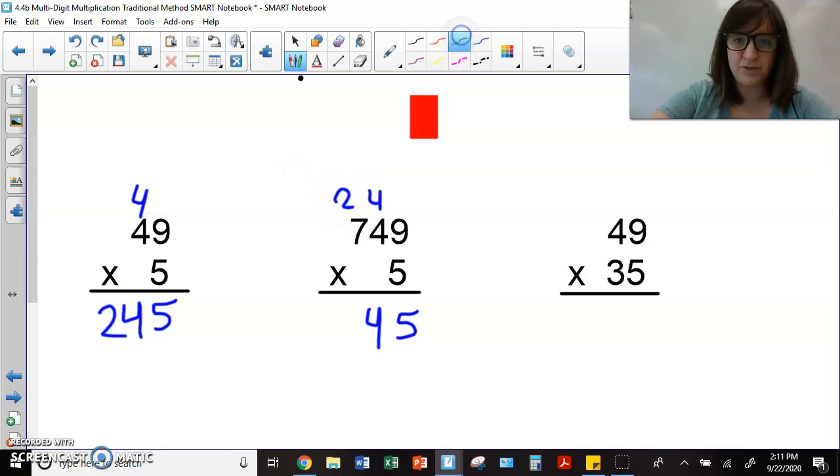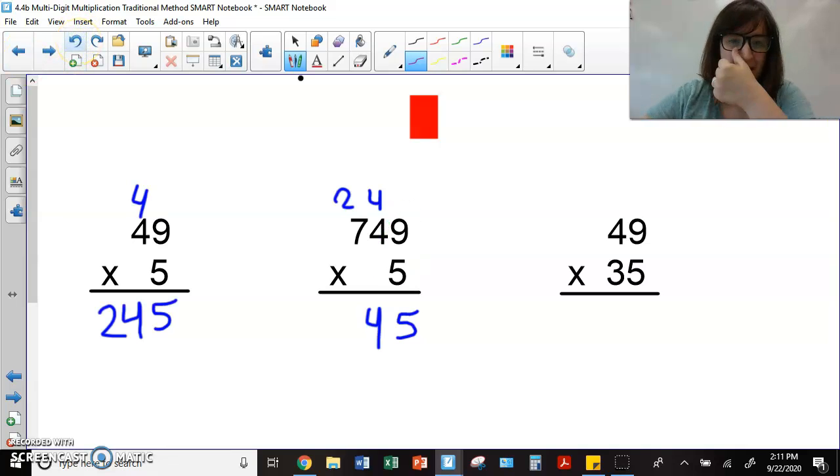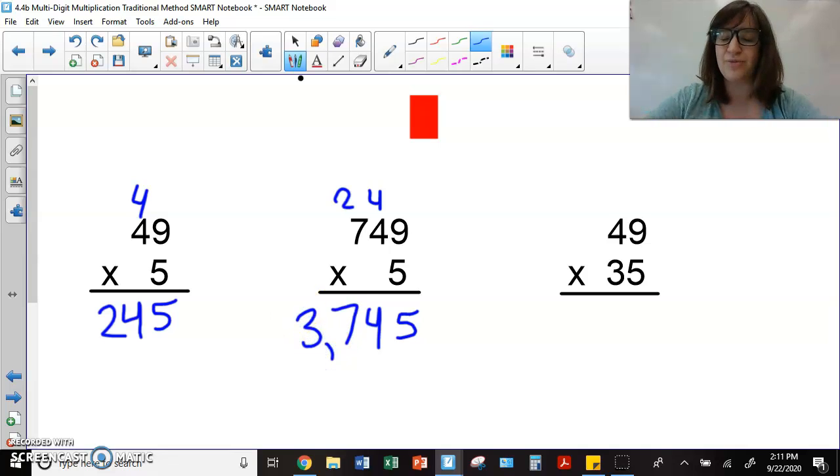So now I've multiplied 5 times 9, then 5 times 4. Now I'm going to be multiplying 5 times 7. Okay? Take this away so that we can show our work. Okay. So 5 times 7 is 35. 35 plus 2 more is 37. There's nothing left to carry over, so I'm going to write 37 at the bottom here, and I get 3,745. And that's my answer.